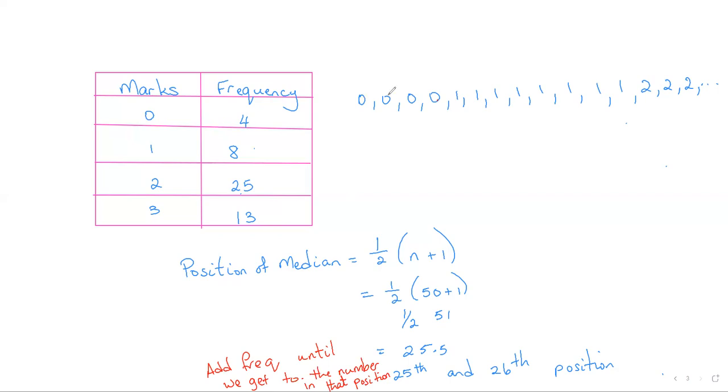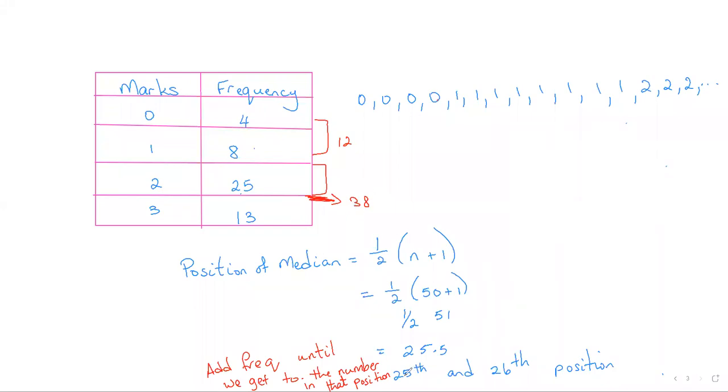So the 4 zeros, 1, 2, 3, 4, plus the 8 ones, that's 12 numbers so far. Right? So if I add these two up to here so far, I have 12. Now 12 add 25, at the end of the 25th number, I'll have 12 plus 26. So that means at the end of my 25th number, I'll have 38 numbers.